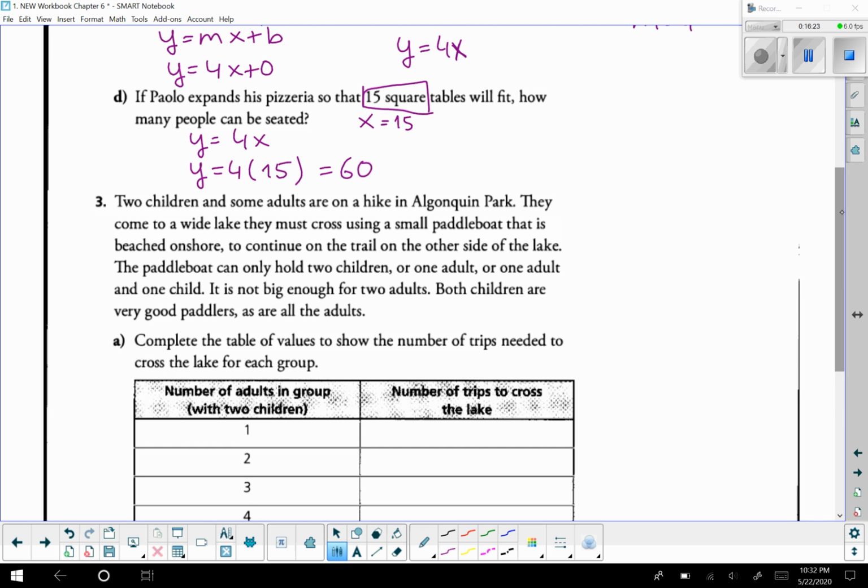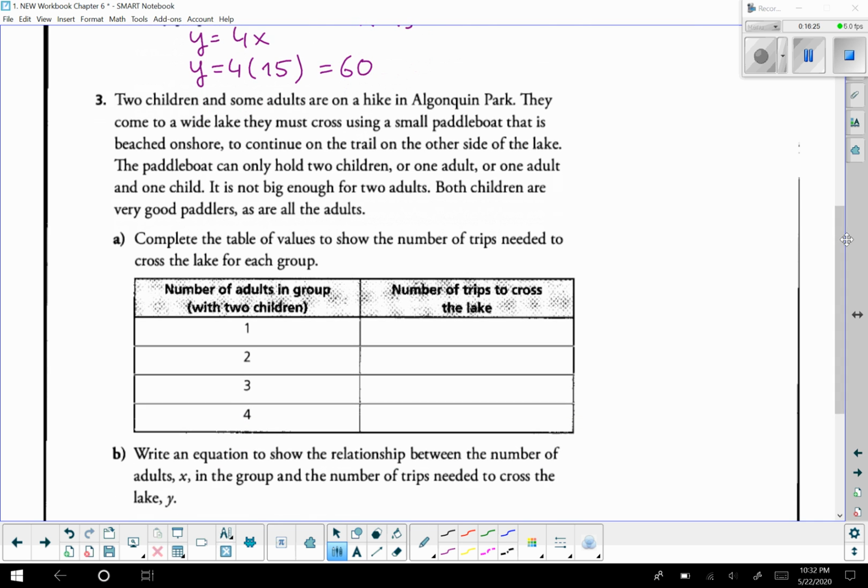Okay, so this is a weird situation. We're going to say you can only go one way. We're counting going across one way. We're not going back and forth. So it says complete the table of values to show the number of trips needed to cross the lake for each group. So number of adults with two children.